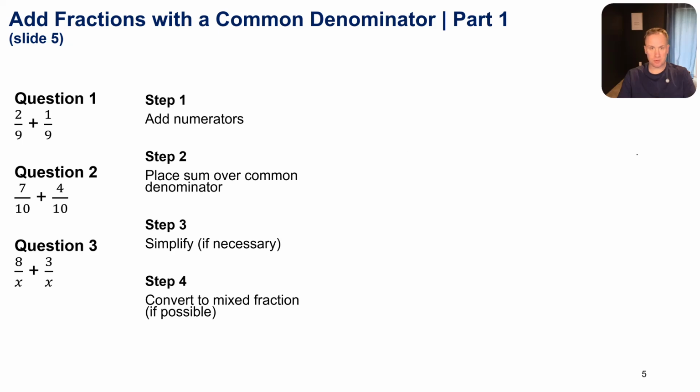Because question number 3 has a denominator of x. So you're like, okay, what does that mean? Well, remember this is just a variable, stands for an unknown number, and since it's the same letter, it would represent the same variable. So in other words, we already have a common denominator in this case. So we'd actually follow it in the same exact manner.